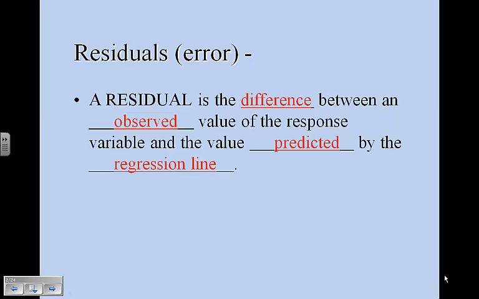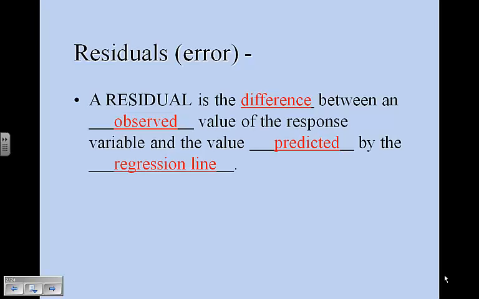A residual is a measure of the error. Technically, what I want you to write out is that it is the difference between an observed value of the response variable and the value that's predicted by the regression line.